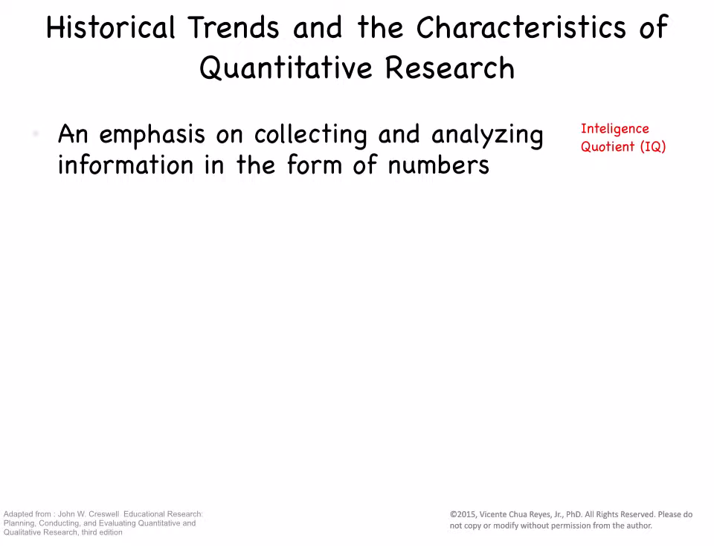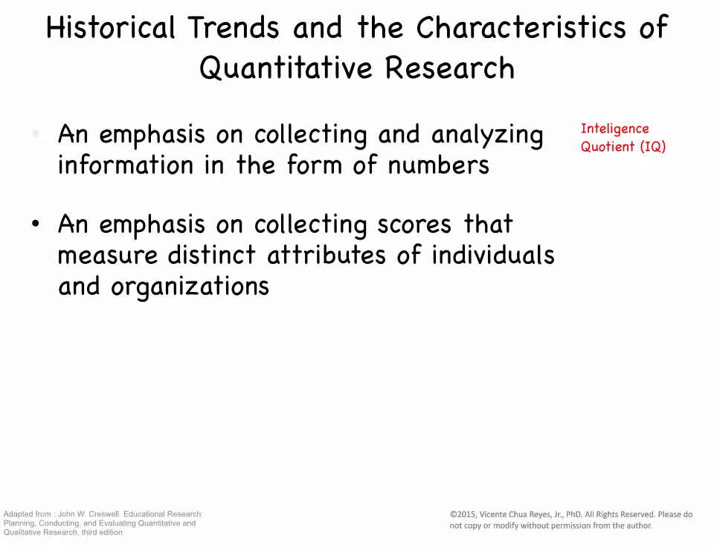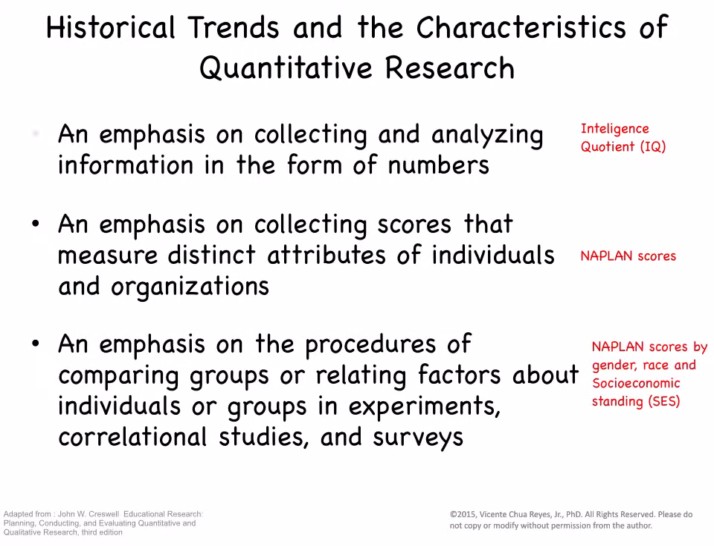The next emphasis is on collecting scores that measure distinct attributes of individuals and organizations. In contemporary Australia, an example of this would be the NAPLAN scores in education. The third emphasis is on the procedures of comparing groups or relating factors about individuals or groups in experiments, correlational studies, and surveys. Using NAPLAN scores, we could actually compare NAPLAN scores by controlling for, say, gender, type of race, or even socioeconomic standing.